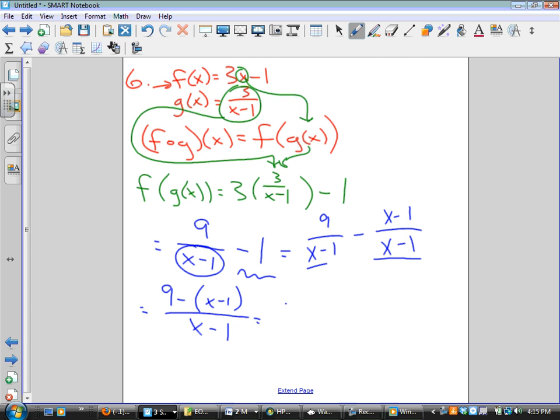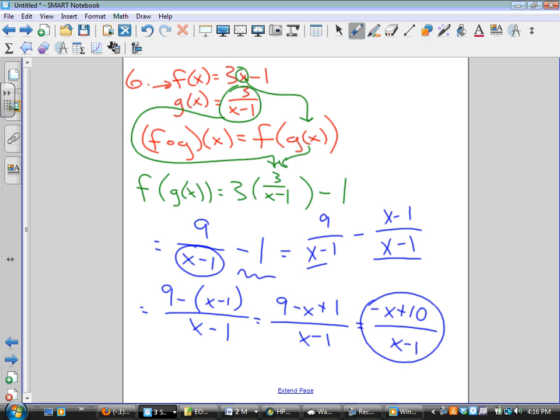Let us simplify this. We can distribute the negative, so we get 9 minus x plus 1 divided by x minus 1. In the final simplification, we can combine like terms: negative x plus 10 divided by x minus 1. So here's our final composition, and depending on how it's written, they might say that the original form is our final composition. So there's a composition.